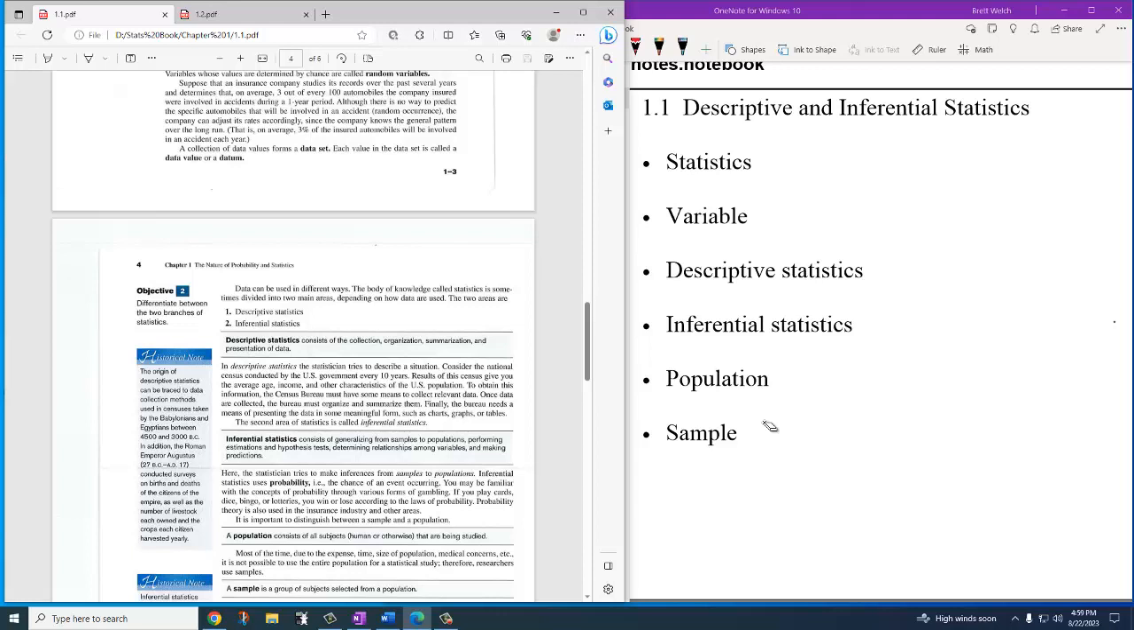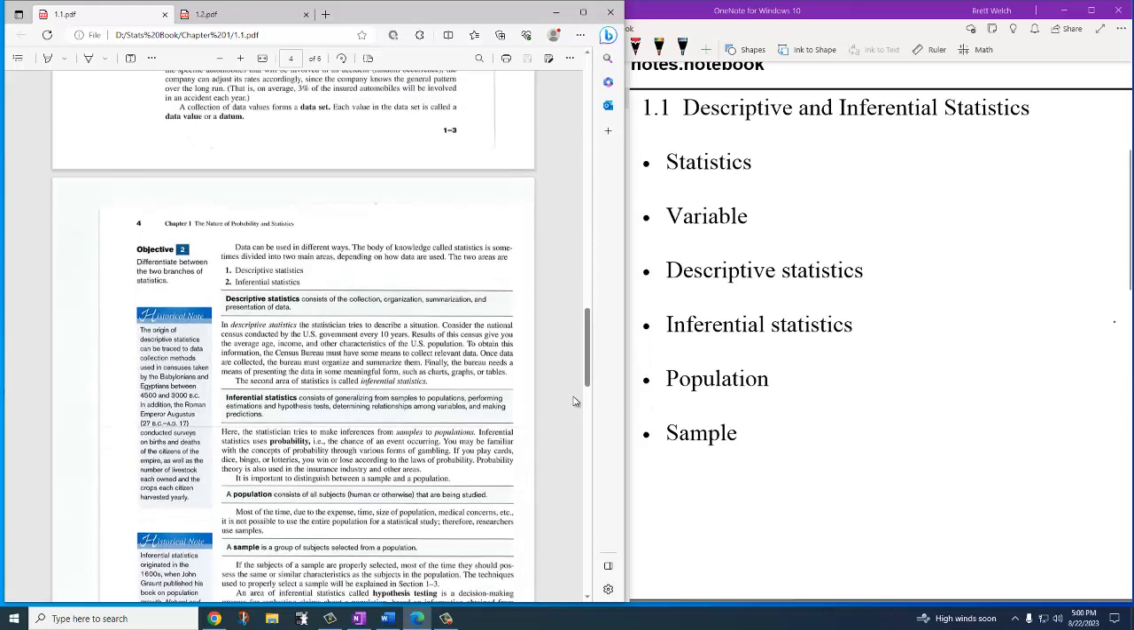So a population would consist of all subjects. It could be every car made by GMC. It could be every student at Kimberly High School. It has to be everyone, though, when we talk about that population. Whereas a sample will be a subgroup from a population.